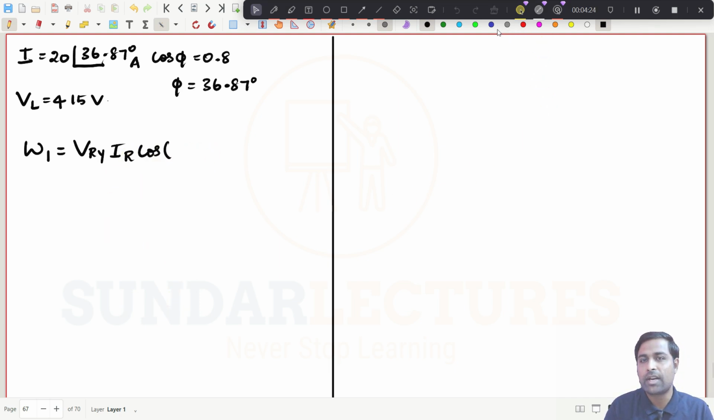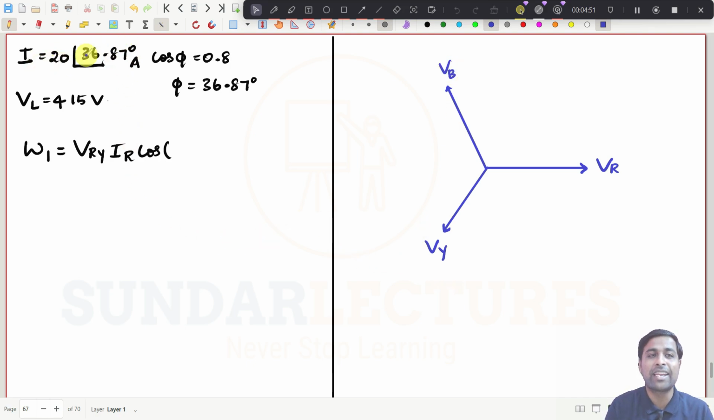So anyhow, I will draw the phasor diagram. I will draw here because I have more space. See this one. This is now VR. Same RYB sequence. They have not changed anything, right? They have just told you that this current is leading now. That is the only difference. So this will be VY, and this will be VB, and you see now this current is leading, right?